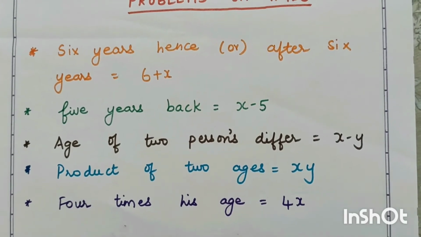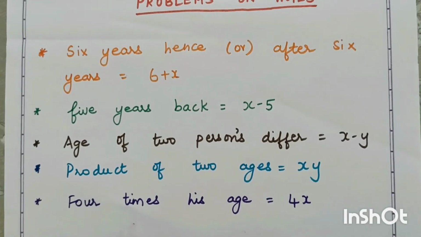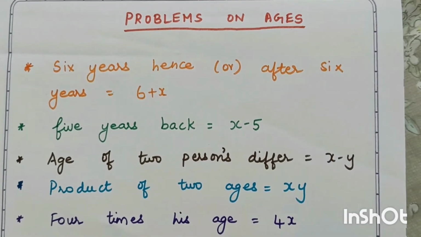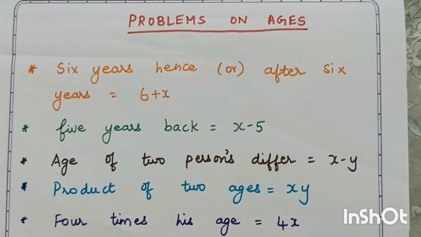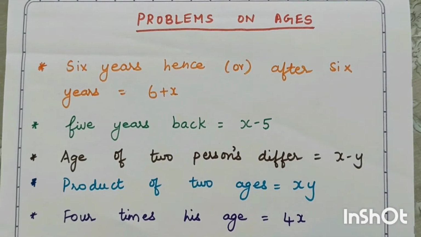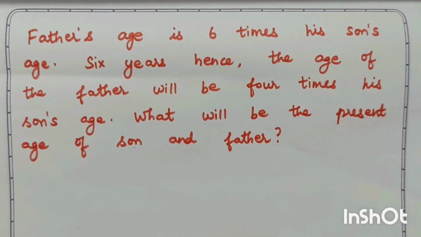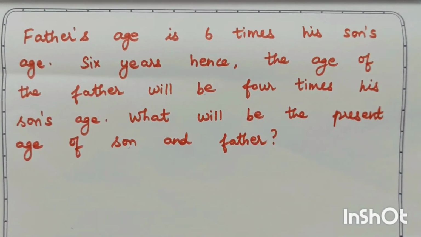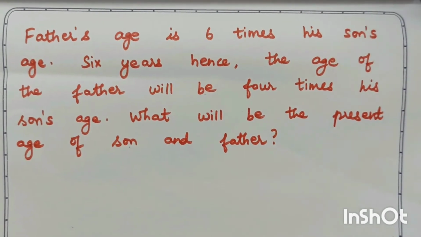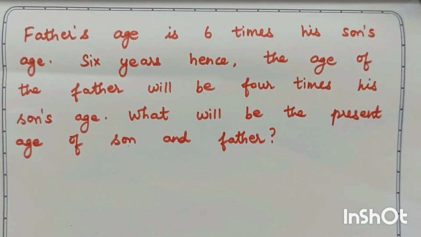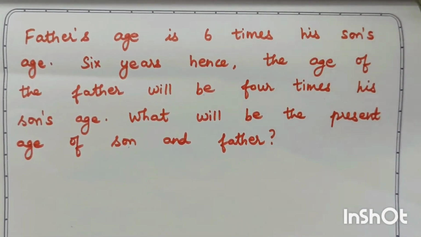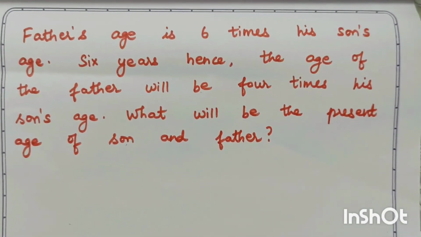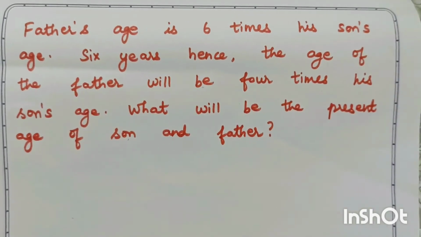Alright? So, here I have taken the variables x and y. But you can take any alphabet as you wish. So now let's move on to some problems. Now, let us take this problem. Here it is given that the father's age is 6 times the son's age. 6 years hence, the age of the father will be 4 times the son's age. What will be the present age of the son and the father? So now let's move on to the solution.